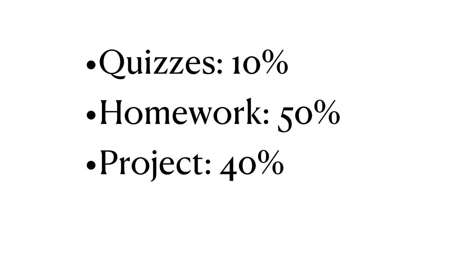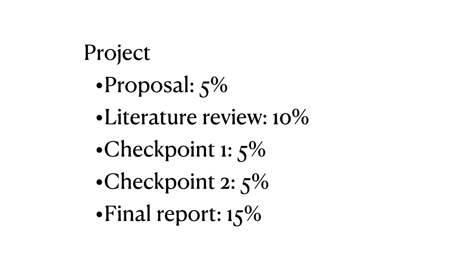Let's now look at the project. The semester-long project will be broken down into the following components. First, there will be a project proposal that you will write up, where you propose a specific topic and language pair. This will be worth 5% of the overall grade. The next aspect will be a literature review. This will be worth 10%.